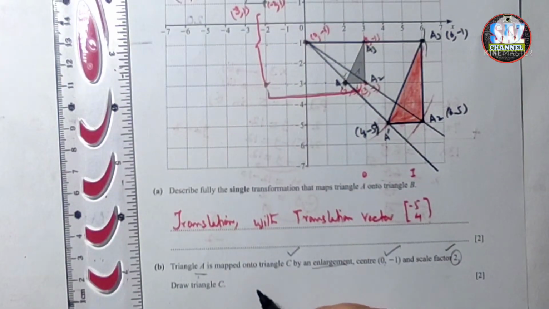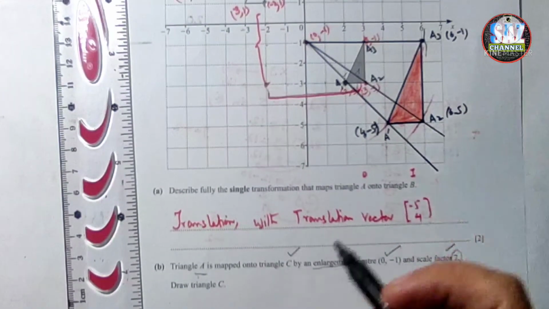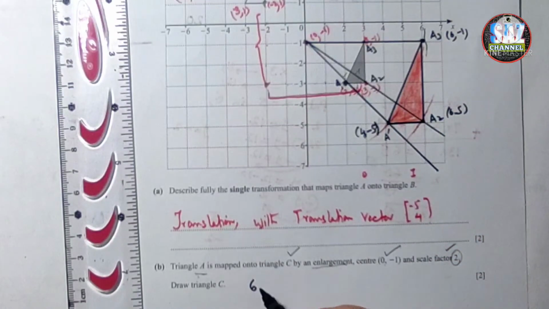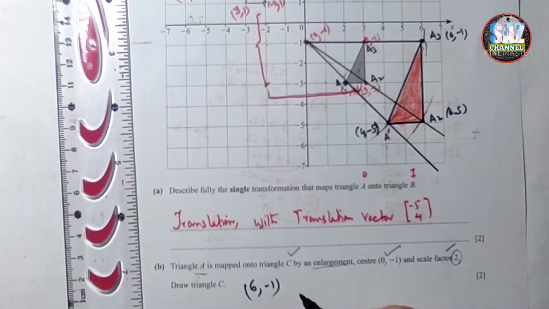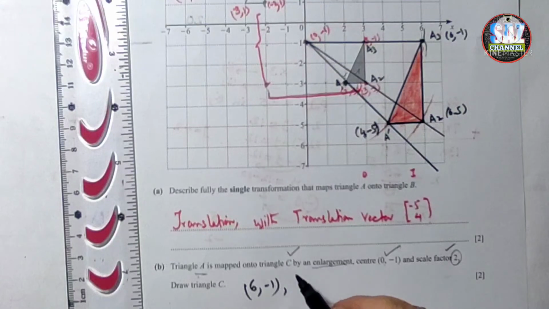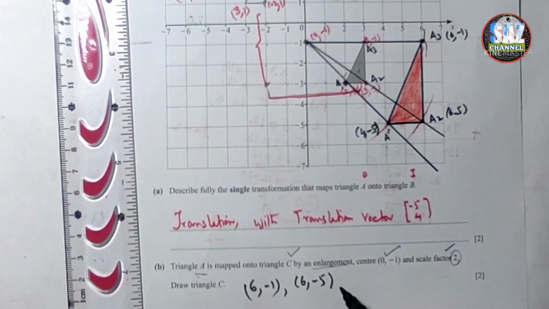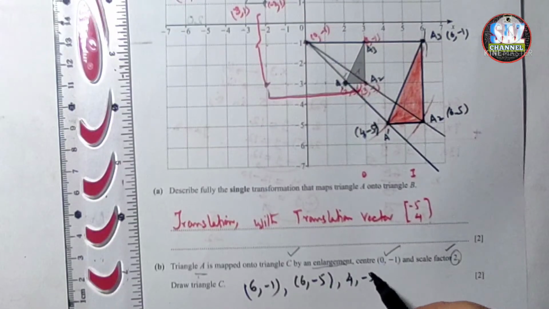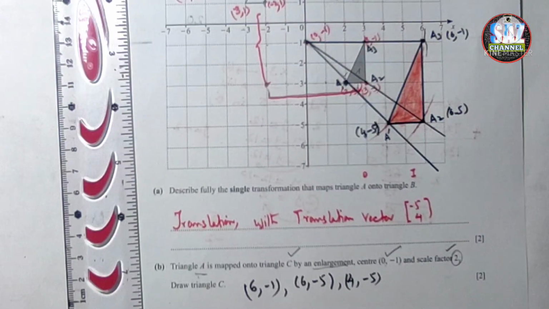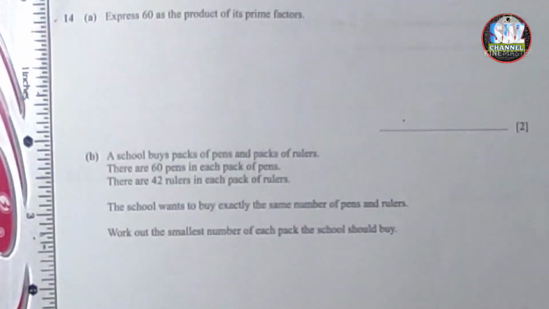The vertices are: we are getting 6 with minus 1, 6 with minus 1, then we are getting 6 with minus 5 underneath that, and then we are getting 4 with minus 5. Very easy and very interesting questions, and let's move to the next question.